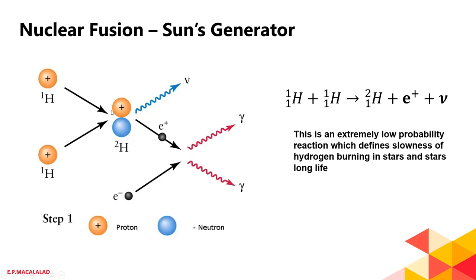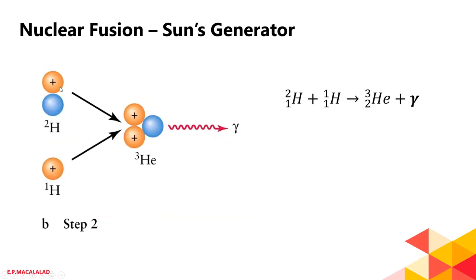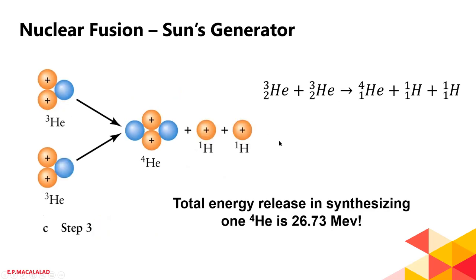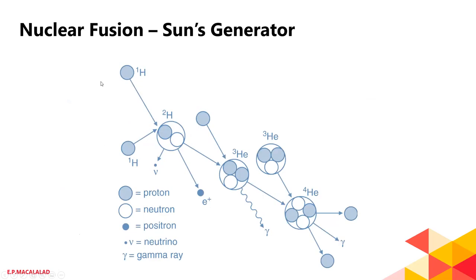This produces a deuterium. And of course, there are still some protons roaming around it. So in the next step, that deuterium fuses with another proton and produces a helium nucleus, and from here energy is also generated. In fact, the total energy release in synthesizing a helium atom, which is a combination of these steps, is about 26.73 mega electron volts. This is a summary of the usual nuclear fusion that happens at the core of the sun.